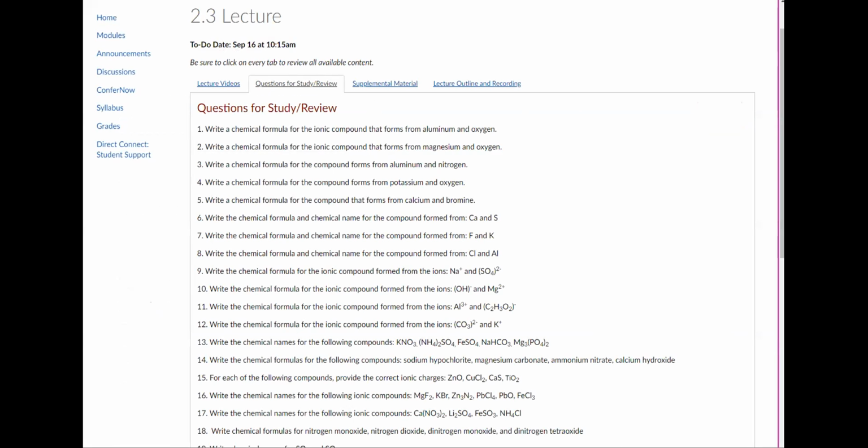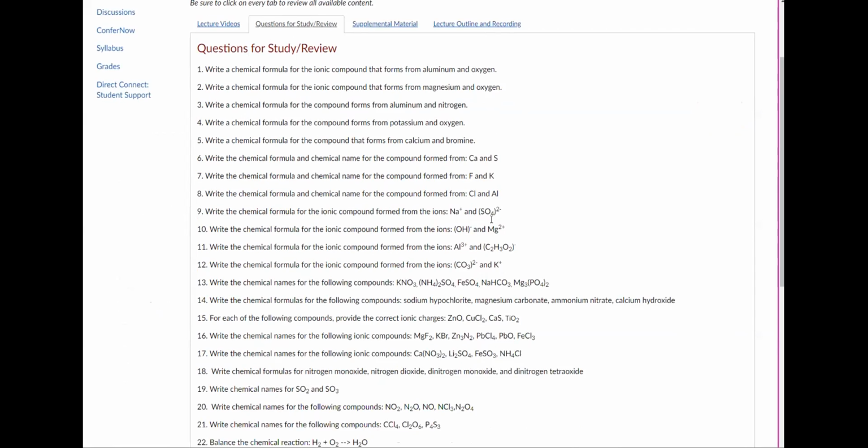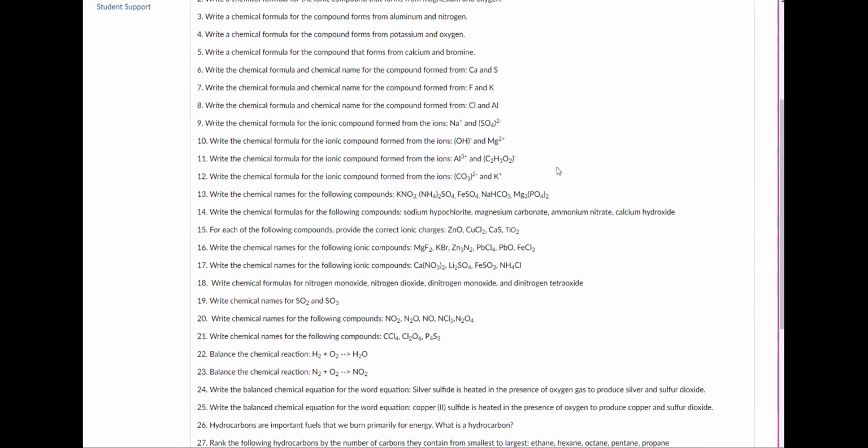Let's look at a few more of these. Some of these are easy, but when you look further down, let's look at some more. Let's say number 10. Number 10 is OH minus and Mg plus 2, and I want the chemical formula. To write the chemical formulas for some of these examples, I'm going to write down a few more of these. So that's number 10.